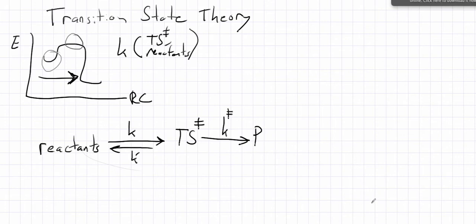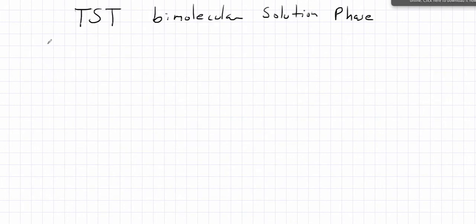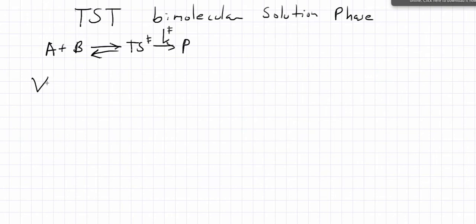solution phase first. So in this case, we're going to have a molecule of A and a molecule of B forming the transition state, and that goes on to form product. And we know if we look at this second sub-step, we can say the rate, which is the rate of product production, is just going to be the concentration of transition state times that rate constant k double dagger.